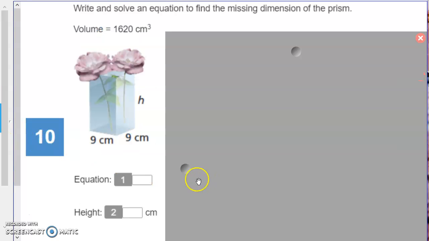Question number 10 is a little bit trickier. You have two parts to this question. You have to answer both parts in order to get the full credit. It says write and solve an equation to find the missing dimension of the prism.